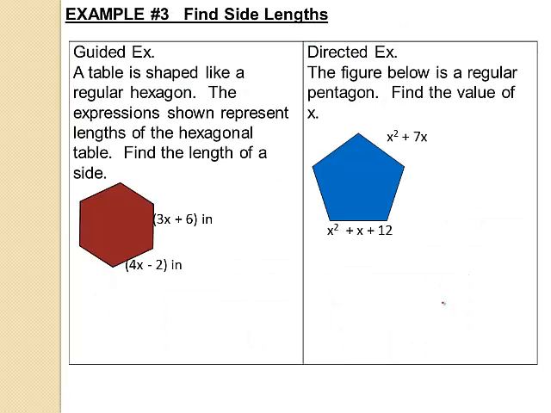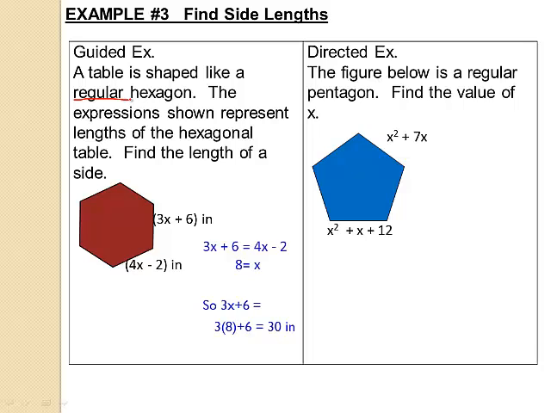A couple of applications with this. Again, read the directions and you'll be okay. We have a table shaped like a regular hexagon. If it's regular, that means all the lengths of the hexagon sides are congruent or equal. It's asking us to find the length of the sides. All we do is set them equal to each other and solve for x. X is equal to 8, and then we have 30 inches when we substitute it in.